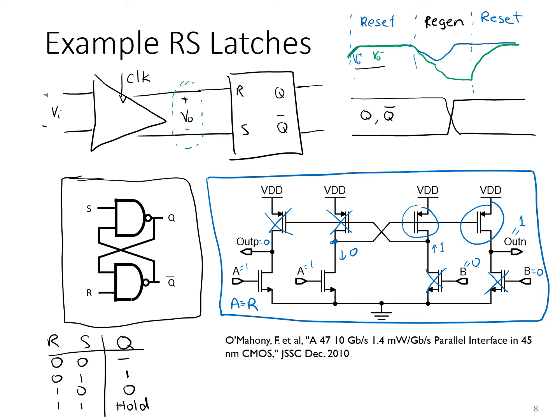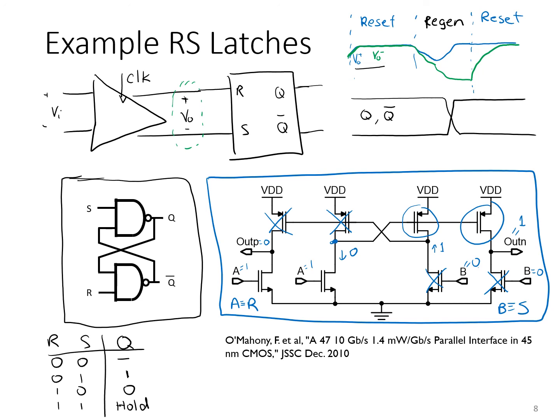And we could do the alternative analysis here, and you would see that when B is high and A is low, the RS latch is set to a high state. So B is the set input. That's just one example of an RS latch, but there are several alternative realizations of this. This one has a relatively low transistor count.